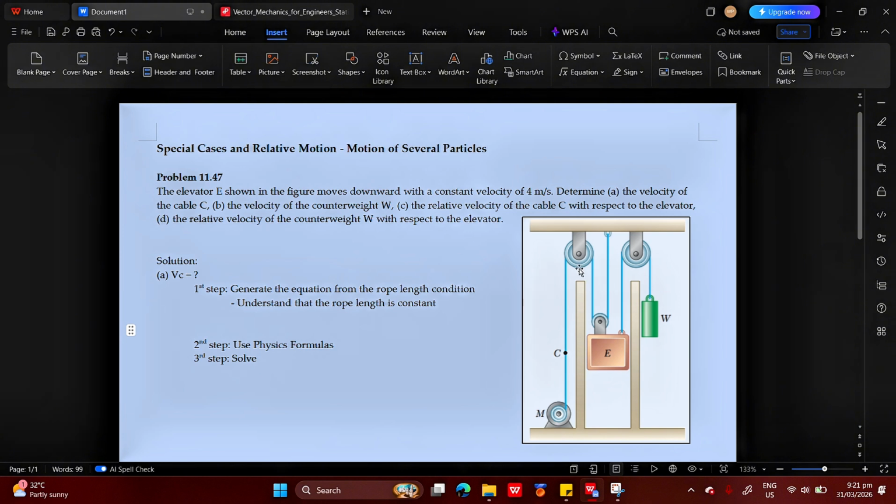So ignore the pulley length, I mean the rope around the pulley, and then the gap between the ceiling and the pulley. Ignore those, because for now we will generate an equation reckoning from the ceiling. So we will use the ceiling as our reference point for our particles, okay?